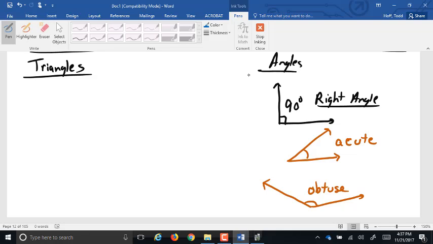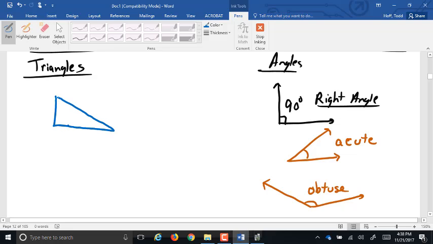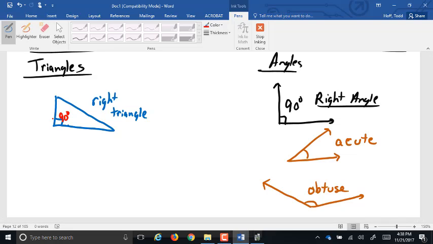So how does this fit in with triangles? Well, triangles can be classified the same way by their angles. We can have a triangle that has a right angle in it, and that would be called a right triangle. Now remember, since triangles add up to 180 degrees, that right angle would have to be the largest angle of the triangle, because for any other angle to be bigger than 90 degrees, the total would be over 180.